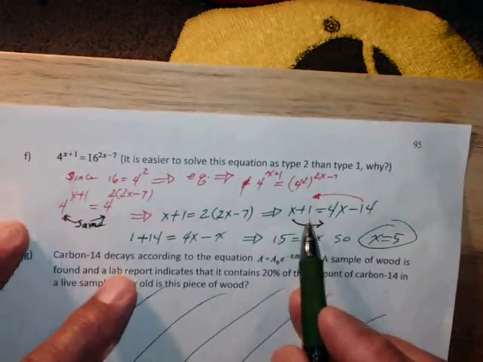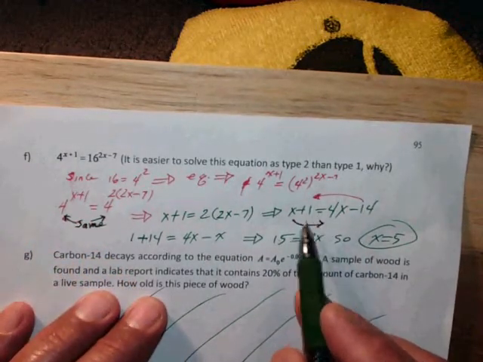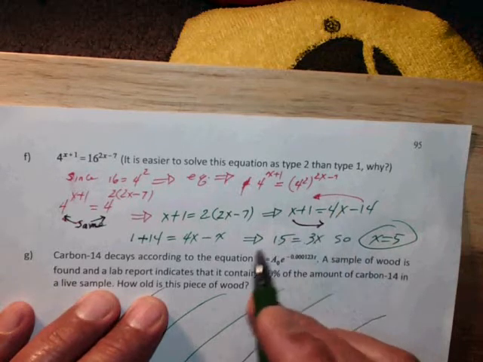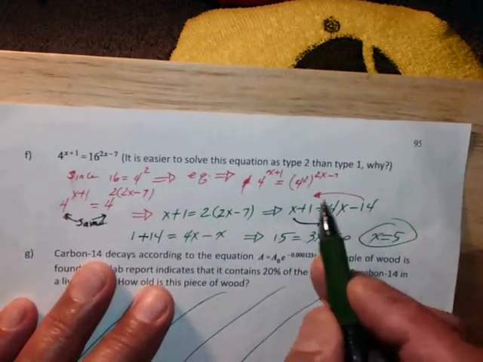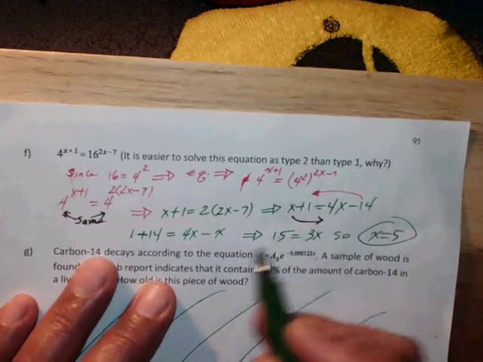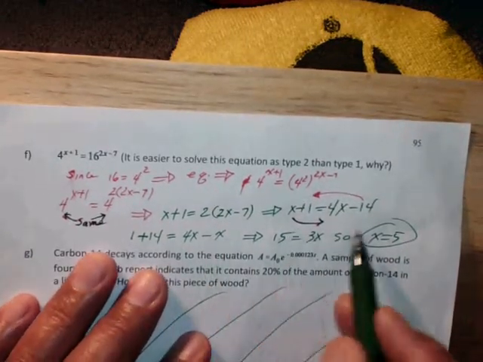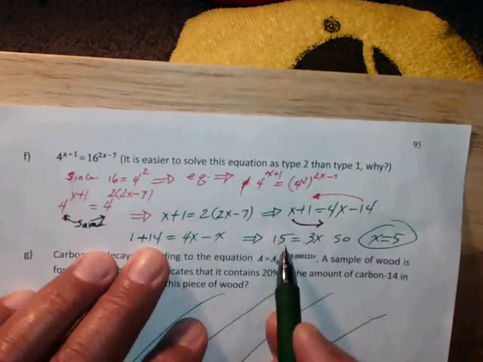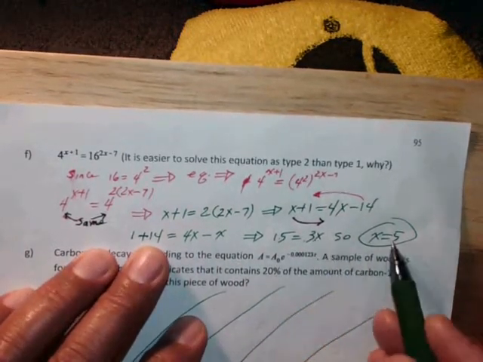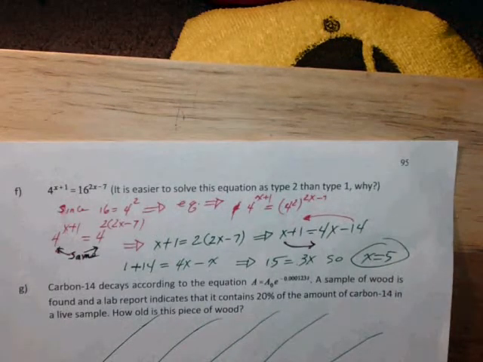Now you have the same bases on both sides, so you put exponents equal, and then this is a very simple intermediate algebra linear equation. You put x's together and numbers together by moving x to the right side and 14 to the left side. That's what you get. So on the left side I get 15, 3x on the right side, so x equals 5. Okay.